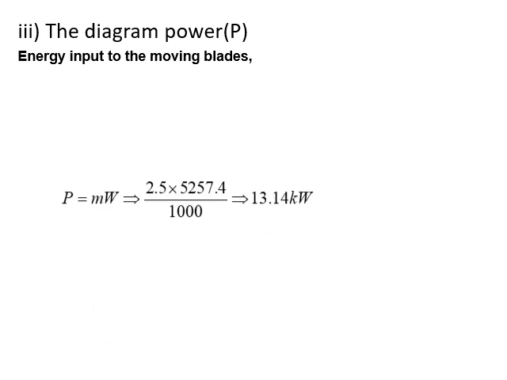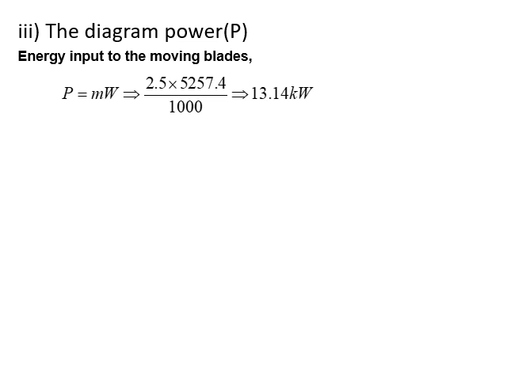Then diagram power, that is P. The diagram power is calculated by, once again, the formula. P is equal to m into W. So that is equal to 2.5 into W, which is 5257.4 by 1000. The answer is 13.14 kilowatt.